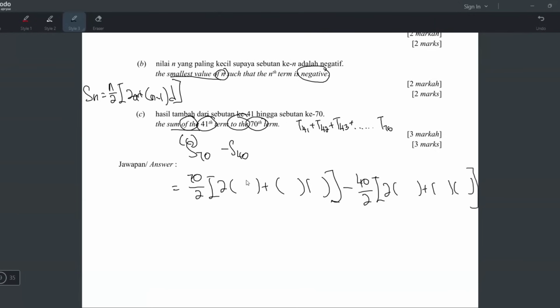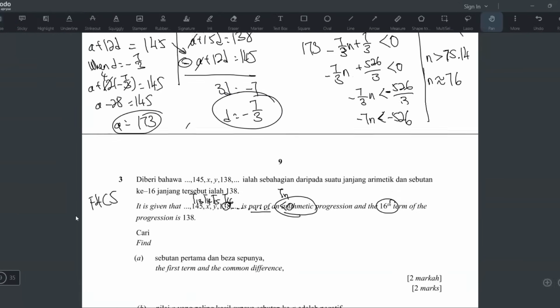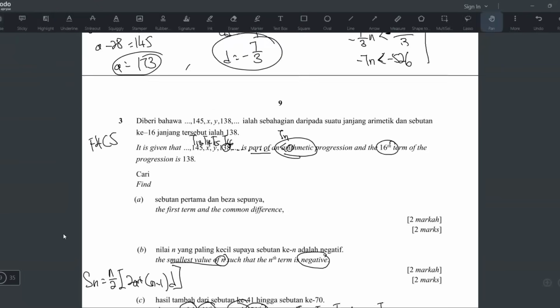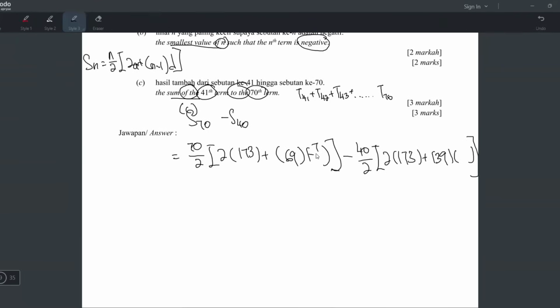So what will be the a? Earlier we already had 173, right? So that's the a, 173, 173. And then n minus 1 means for this will be 70 minus 1, so 69. 40 minus 1 is 39. And then the d will be negative 703. So we just substitute negative 703, negative 703. 70 divided by 2 is 35.